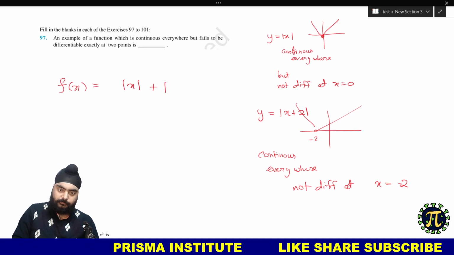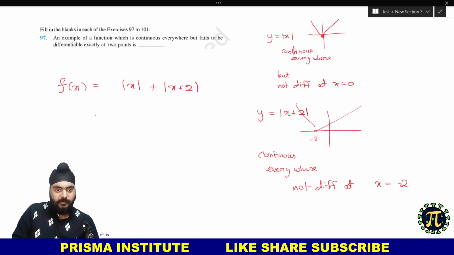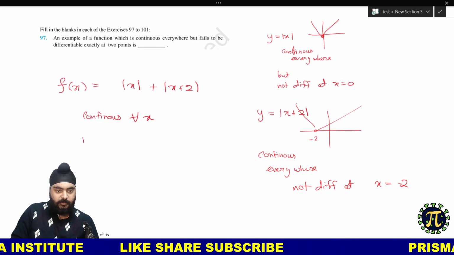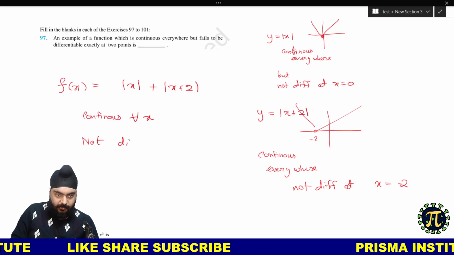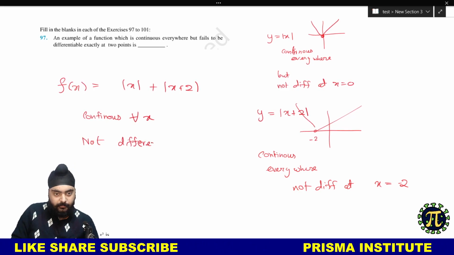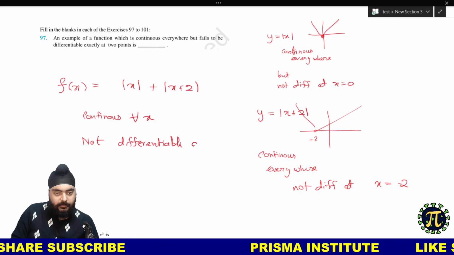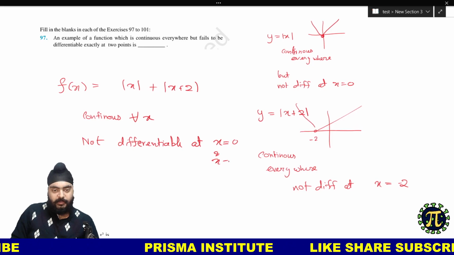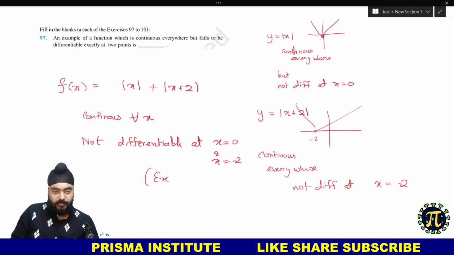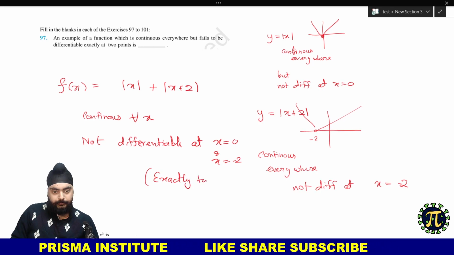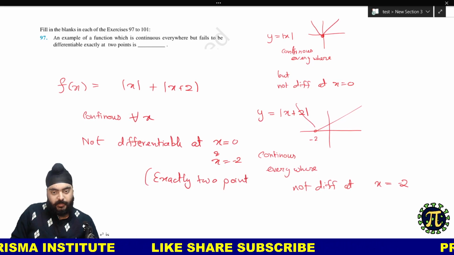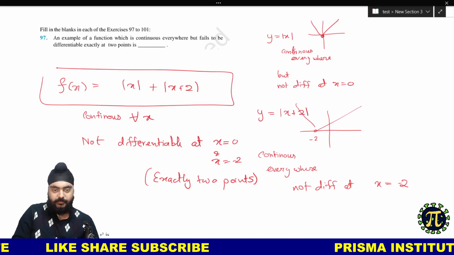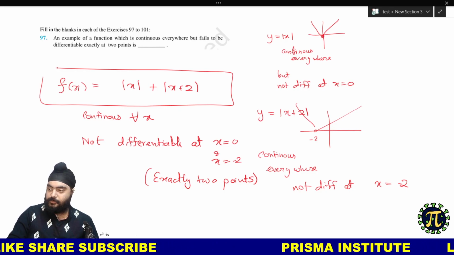So this function is continuous for all x but not differentiable at exactly 2 points, at x equal to 0 and x equal to -2. Exactly 2 points. If you want, you can try to plot this also, but I'll leave the example like this. So let's move to our next question.